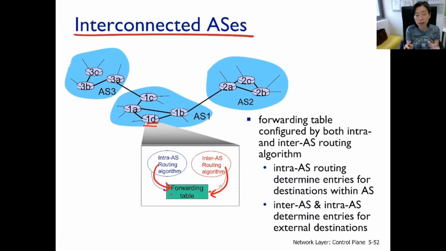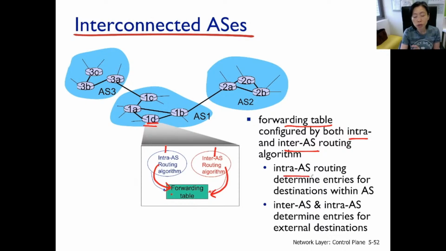As you saw earlier, in order to pass data from one router to another router that's far away, not within the region, you need intra-AS routing to find the gateway router. And you also need the gateway router to find where the destination gateway router is. So you do need the inter-AS routing algorithm telling each node where to pass data further, just like you need intra-AS routing telling you how to reach another router within the AS. So the forwarding table here will be configured by both intra- and inter-AS routing algorithms.